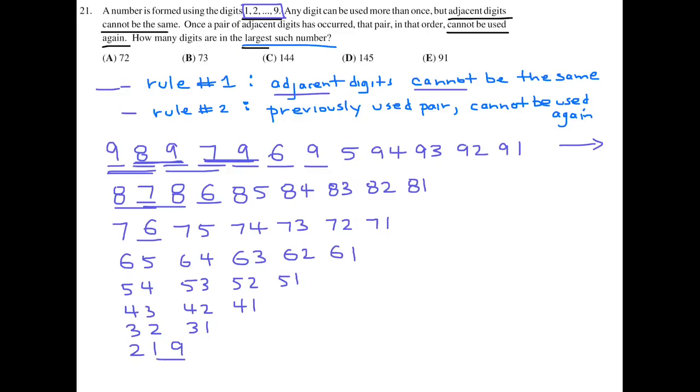And at this point, that's it. We've hit a full stop. There's nothing else we can add, because if you try to add any other digit, you'll notice that that pair has already been used. So this is totally the end of it. So now what they're asking is how many digits are in this big long number?